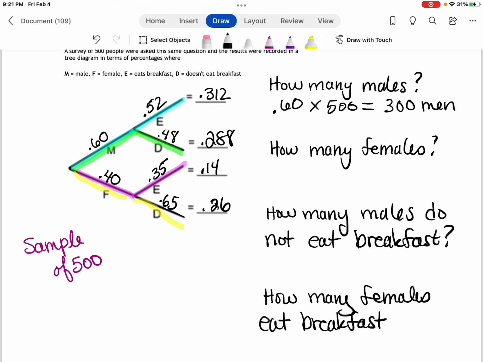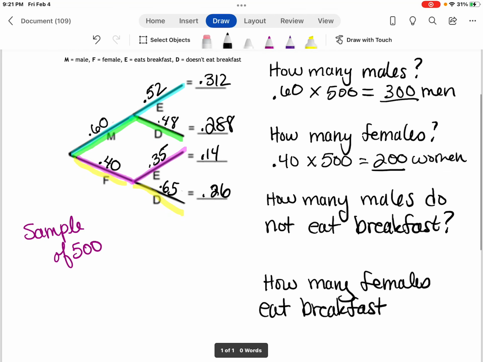How many females are there? Well, that's 40% of 500, so I would take 0.40 times 500. That would give us 200 women. The other way that you could have done it is just subtracted 300 from 500 to see what's left over. That would give us 200, so for a total of 500 in the sample.